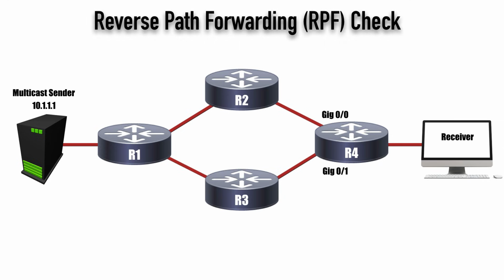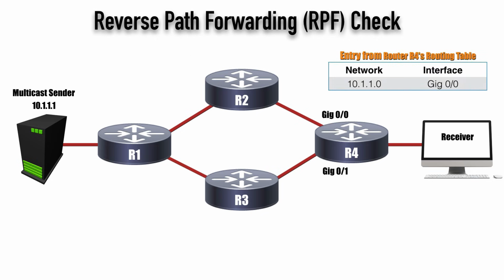Here's the question I want to ask. If I were to send traffic back to 10.1.1.1, according to my unicast IP routing table, which egress interface would I use? We check our IP routing table and we see that to get to network 10.1.1.0, our egress interface would be gigabit 0/0.